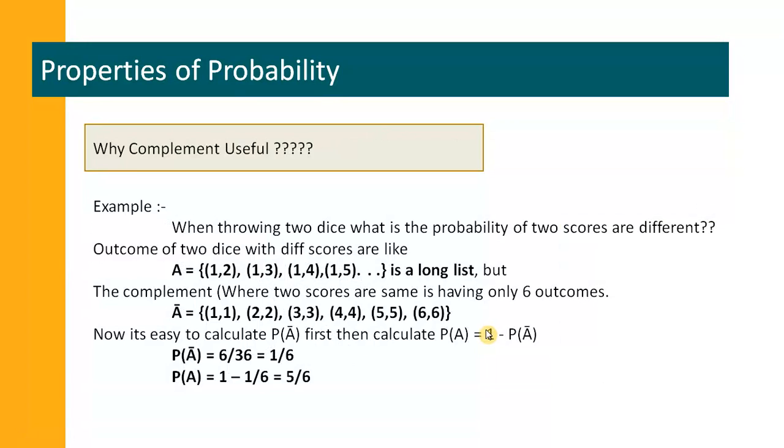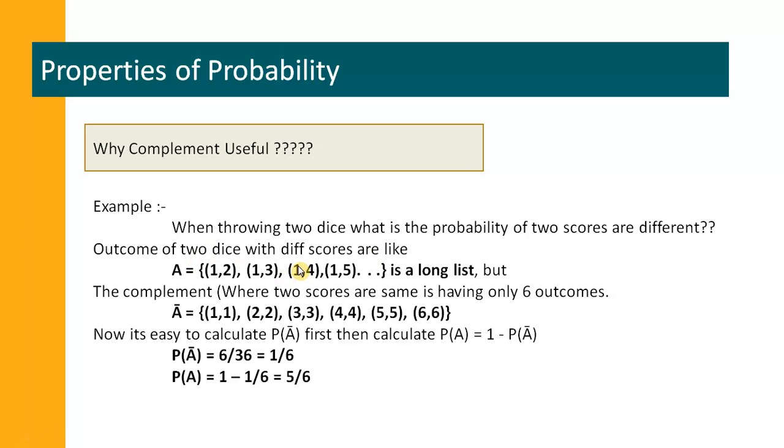Why is this complement useful? Let us understand this using an example. When throwing two dice, what is the probability that the two scores are different? The outcomes of two dice with different scores are like 1 comma 2, 1 comma 3, 1 comma 4, 1 comma 5 and so on. That is, first die scores 1 and second die scores 2, first die scores 1, second die scores 3, up to first die scores 1, second die scores 6. And again first die scores 2, second die scores 1, first die scores 2, second die scores 2. 2 comma 2 will not come because we want different scores. So except 1 comma 1, 2 comma 2, 3 comma 3, 4 comma 4, 5 comma 5 and 6 comma 6, it is a long list of outcomes of two dice with different scores.